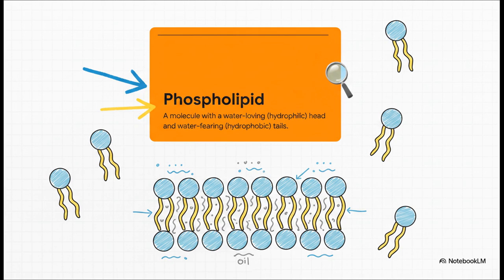This molecule has a serious split personality. It's got a head that is hydrophilic. It absolutely loves water. But then it has these 2 long tails that are hydrophobic. They can't stand water. So when you toss them into the watery environment of the body, what do they do? They automatically arrange themselves into this perfect double layer, with all the water-loving heads facing out and all the water-fearing tails hiding on the inside. It creates that perfect barrier, all by itself.